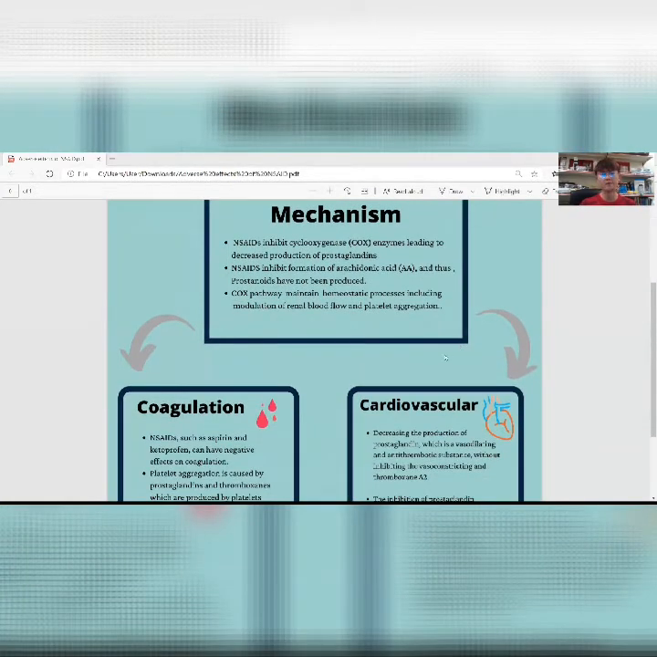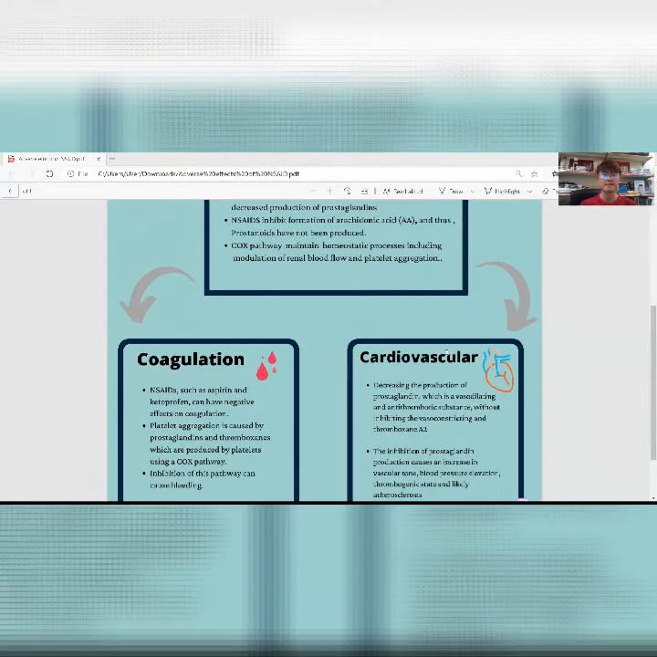So let us move on to the adverse effects of the NSAIDs. First is coagulation. NSAIDs such as aspirin and ketoprofen will have a negative effect on coagulation. Platelet aggregation is caused by prostaglandins and thromboxanes, which are produced by platelets using the COX pathway.